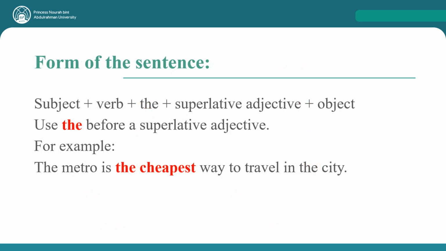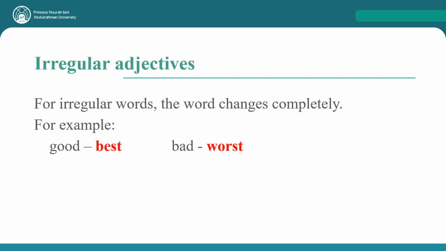The form of a sentence is a subject, then the verb, and then we add the word the. Then your superlative adjective and your object. So we use the before a superlative adjective. For example, the metro is the cheapest way to travel in the city. Irregular adjectives, again the word changes, so good becomes best and bad becomes worst.